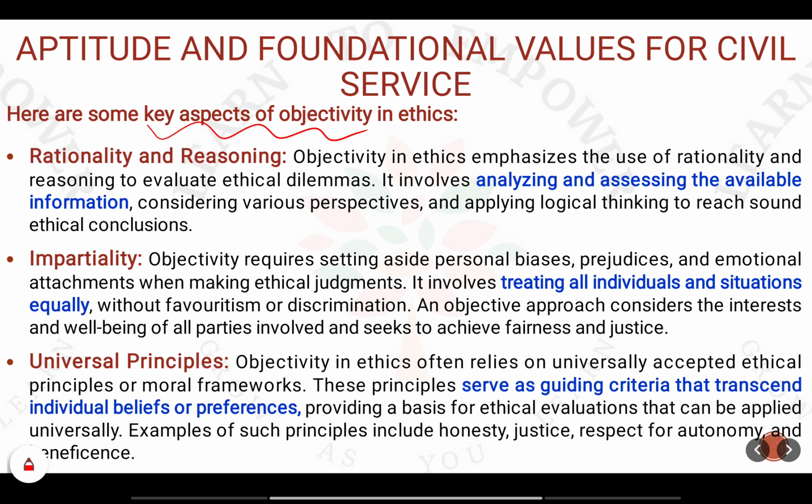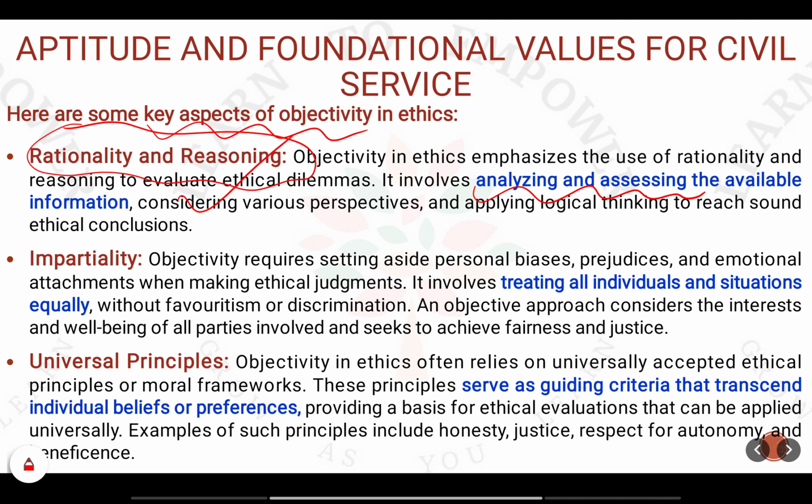Now let's try and understand some of the key aspects of objectivity. First and foremost key aspect of objectivity is rationality and reasoning. You will be questioning each and everything that comes to you, and you start analyzing and assessing the information that is available to you in a rational and very reasonable manner.